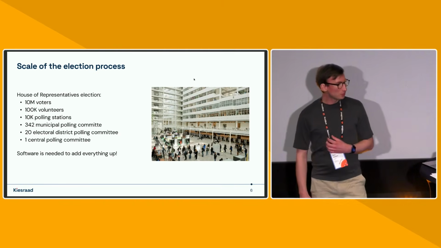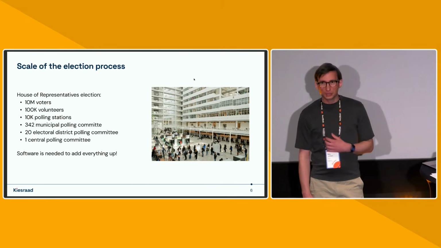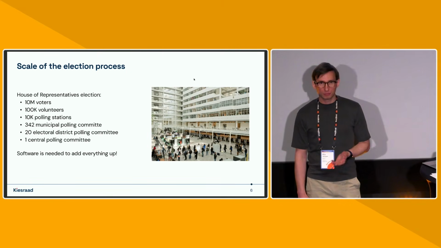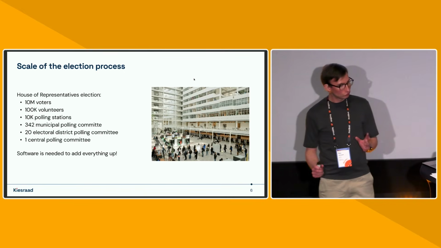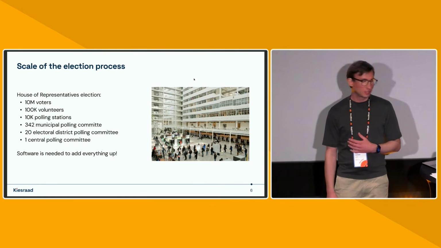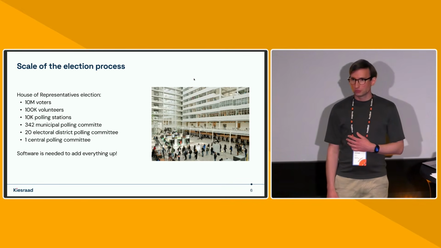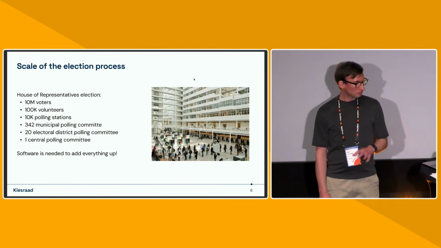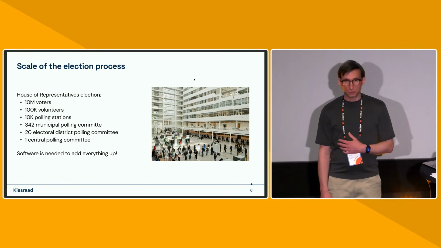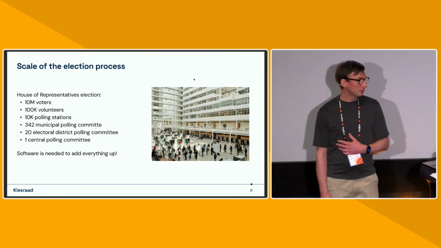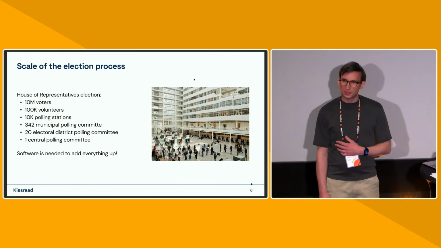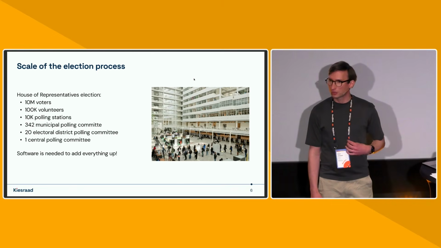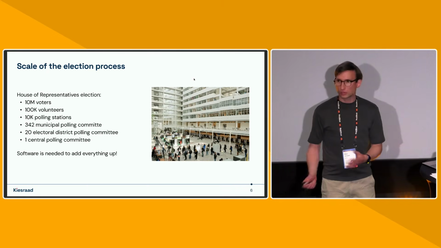So to put that into perspective, the scale of our election process, we're a small country, only 10 million voters, still a lot of votes. Those elections are organized by municipalities. We need about 100,000 volunteers. We have 10,000 polling stations. So in the Netherlands, it's always a polling station quite close to you, usually in a school or another public place.